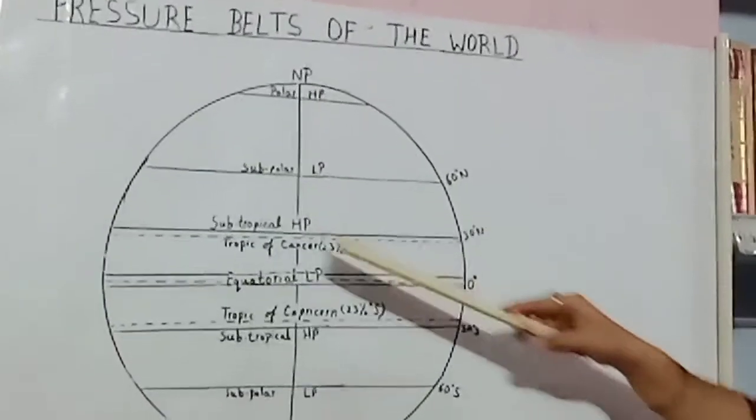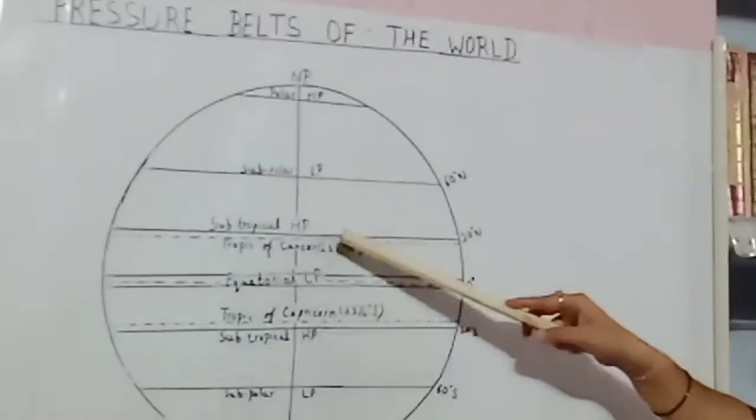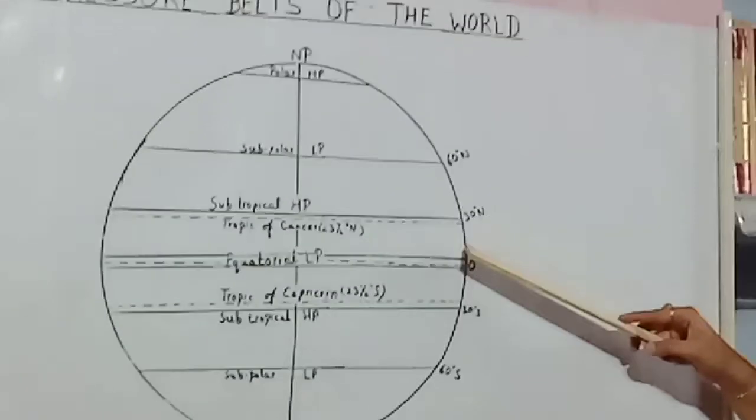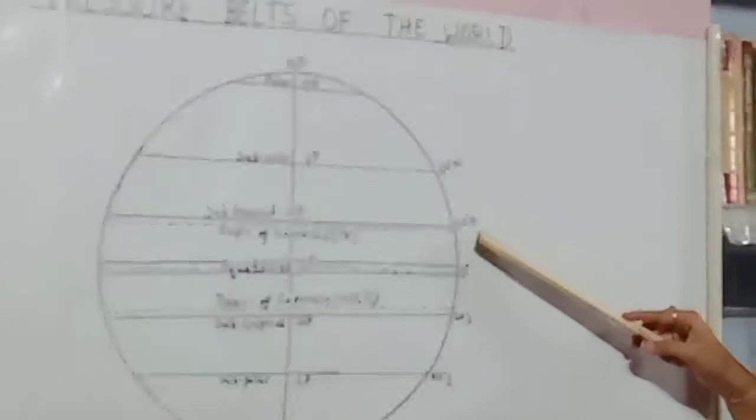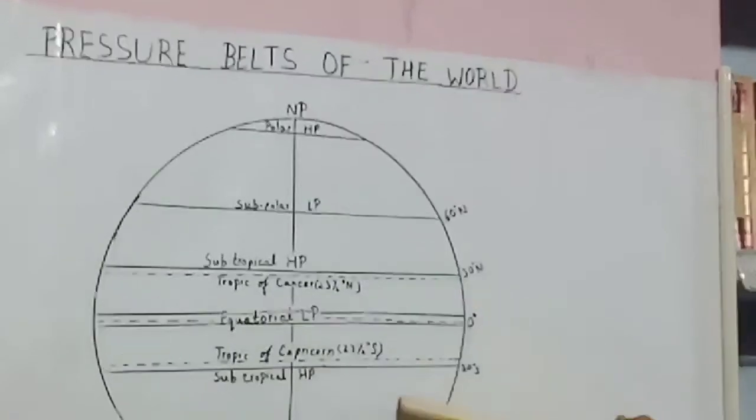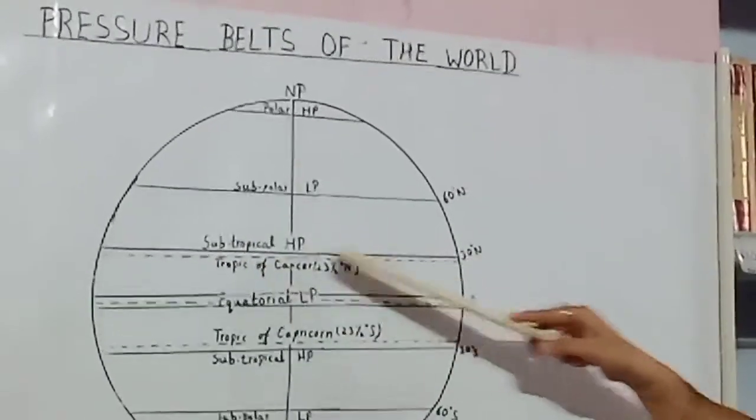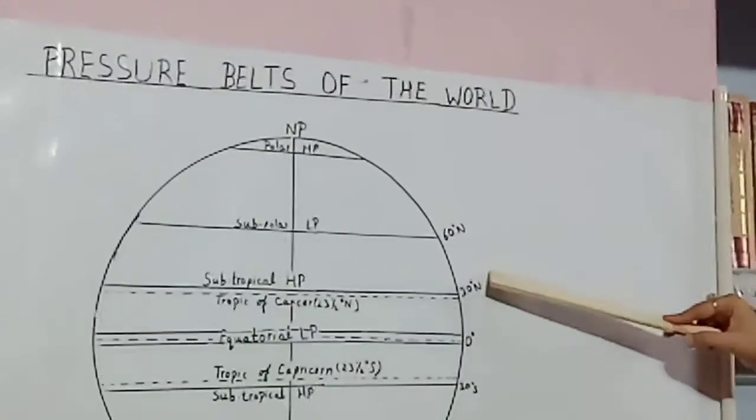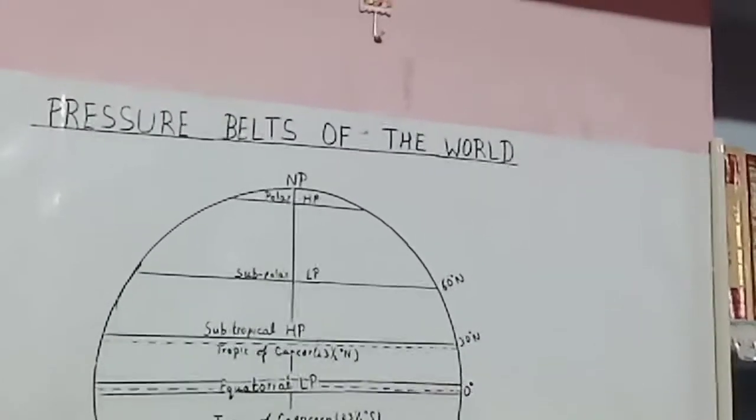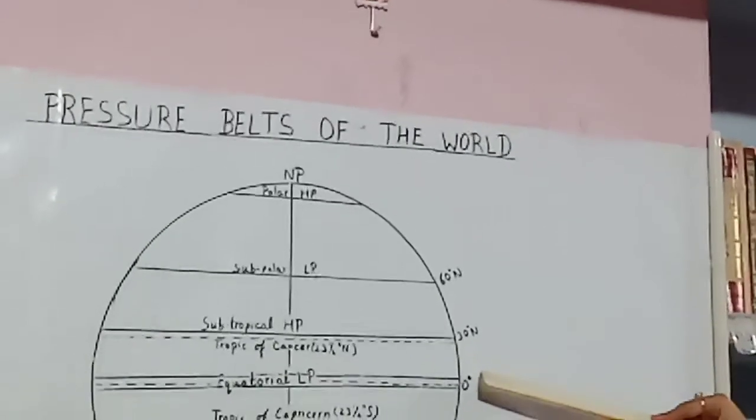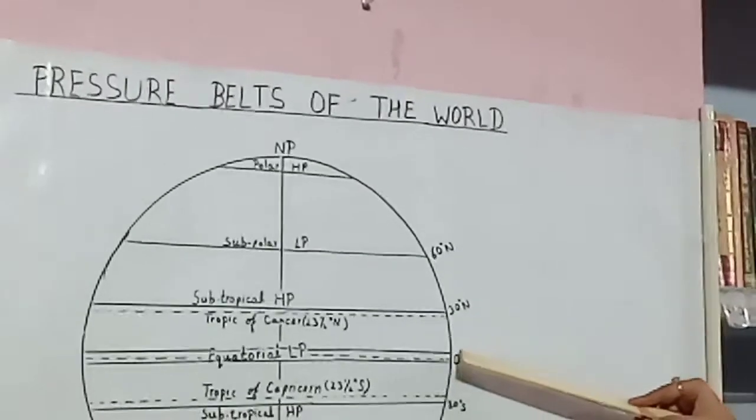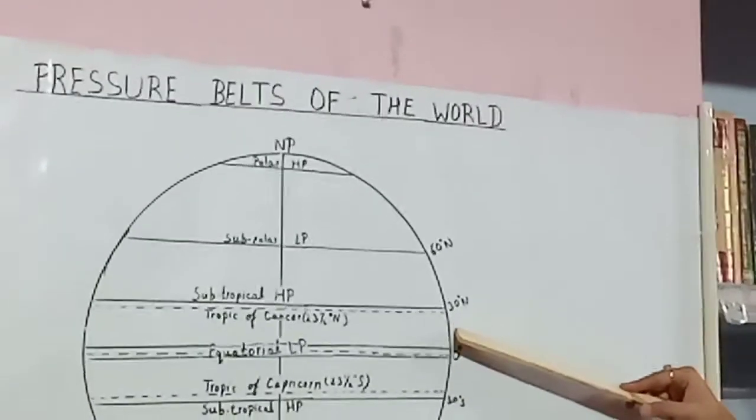Second is the subtropical high pressure belts. These belts of high pressure exist between 30 degree and 35 degree north and south. You can see in this image there is a subtropical high pressure belt at 30 degree north and 30 degree south latitudes. The air that ascends in the equatorial region starts to descend here after losing its heat.